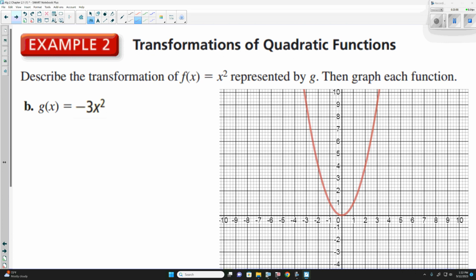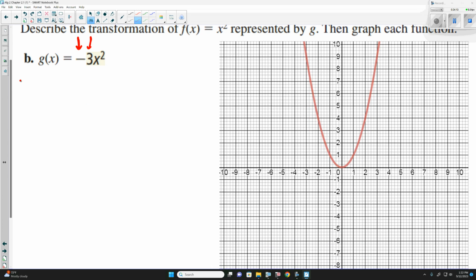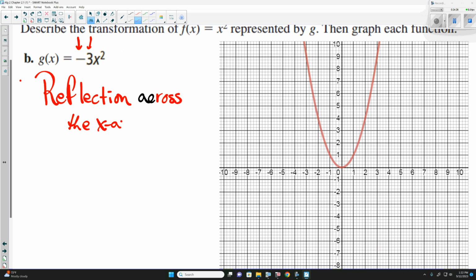Now let's look at this one here. Do we have any parentheses? So that means horizontal stretch and shrink is not going to happen. Reflection across the y is not going to happen. Left and right, we don't have. But we do have a -3 out front. So we have the negative and the 3. Well, the negative tells me it's a reflection across the x-axis. Vertical, yes.